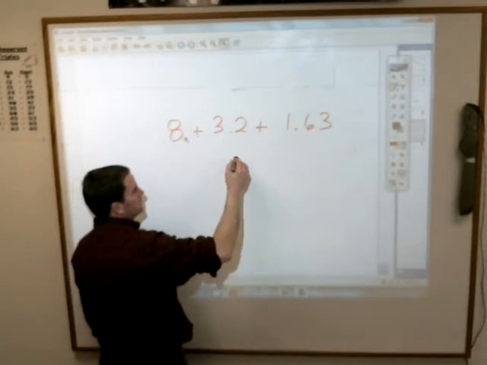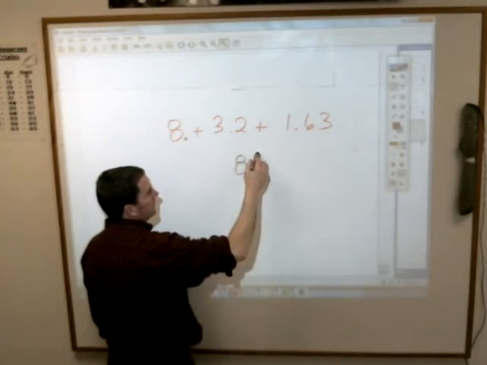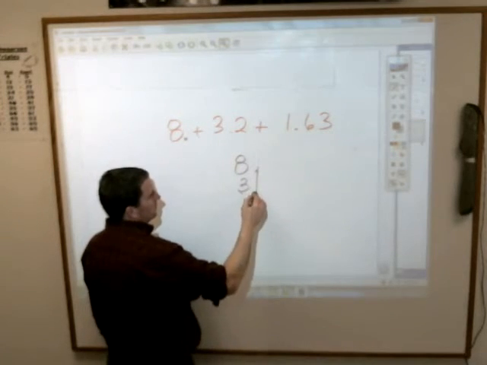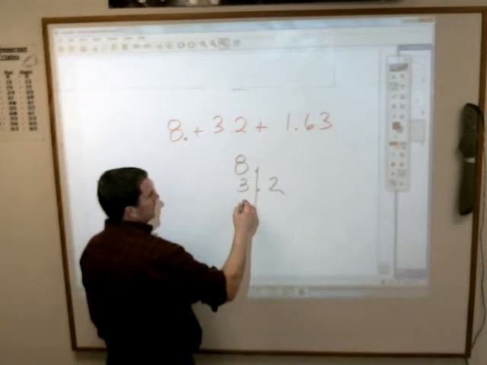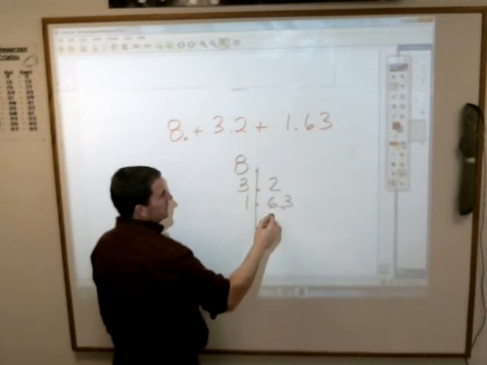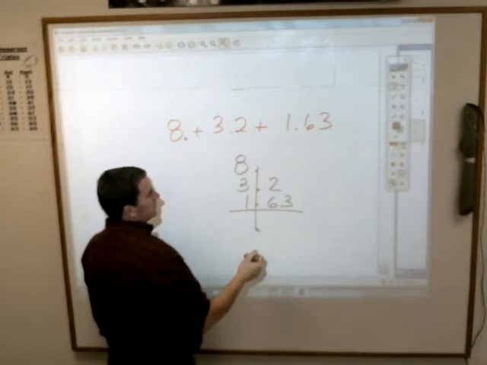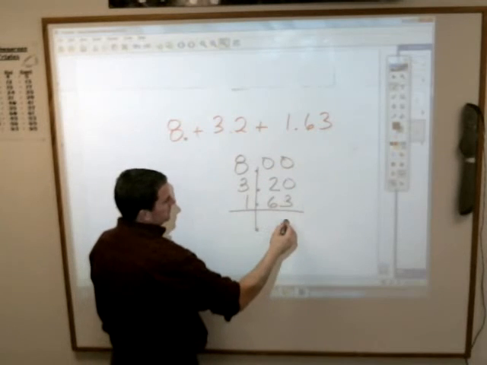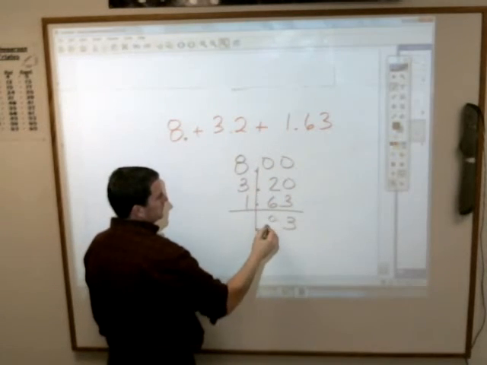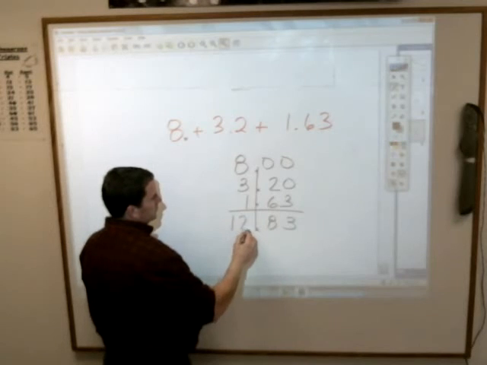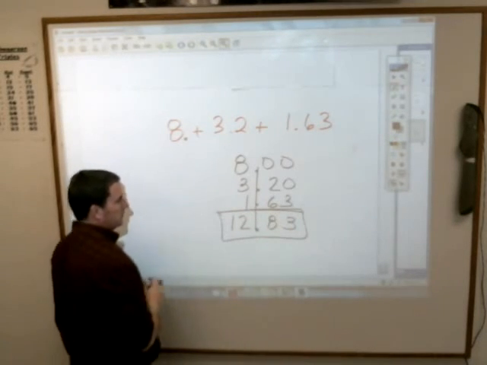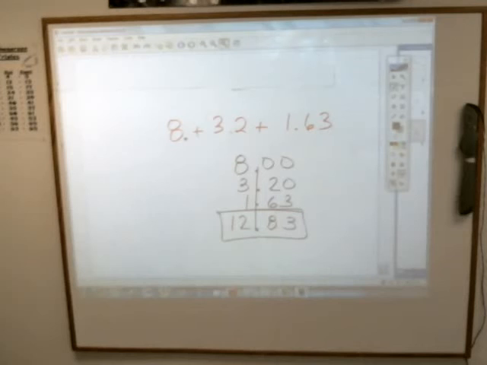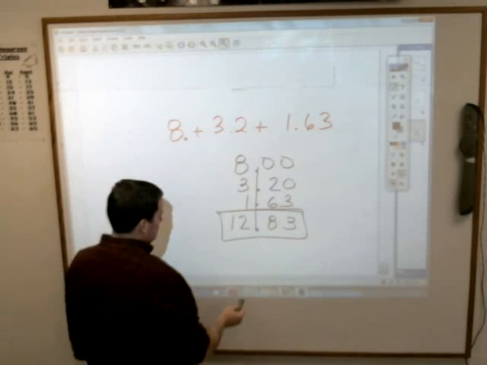Well, 8 doesn't have a decimal, so we have to put one in there, we'll put one right there. Everything lines up, so you get 3.2 and 1.63. And in your answer, the decimal's going to go there. Feel free to add zeros as needed to make it look pretty. 0 plus 0 plus 3, 6 plus 2 is 8, 8 plus 3 plus 1 is 12. 12.83. Questions on that? Feel like it's something that's relatively easy to do? Shouldn't give you too much trouble.